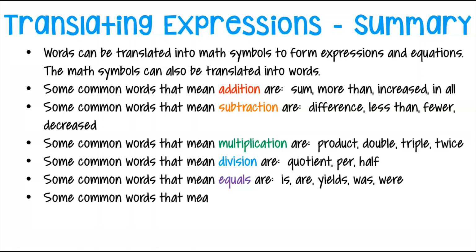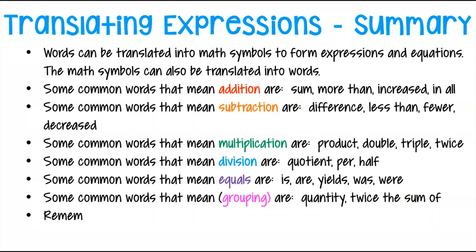And then some common words that will mean that you need to have a grouping symbol are quantity, twice the sum of, things like that. It'll remind you that you need to take that quantity first or find twice the sum of. So we'll take the sum first and then take twice that. Those are things that would indicate we've got grouping symbols to help us organize the order in which we operate on the numbers.